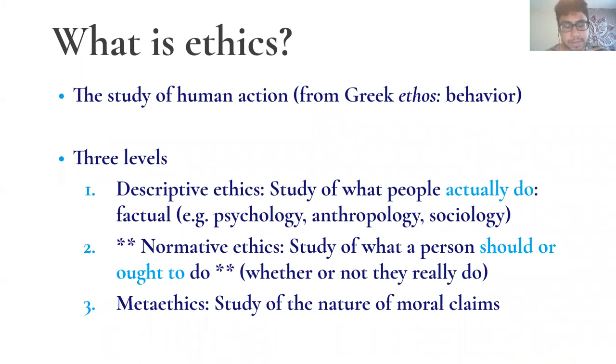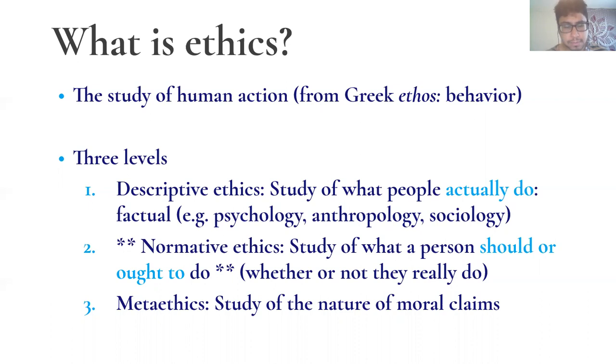So, as we'll see coming up shortly, descriptive ethics is really a matter of factual questions or factual issues. Different kinds of scientists study people's behavior, like psychologists, anthropologists, and sociologists, but we'll be focusing primarily on normative ethics. Normative ethics is the branch of philosophy that examines what a person should or ought to do, and not necessarily what they actually do. Normative refers to a norm or a standard that we place on things, in this case, our behavior.